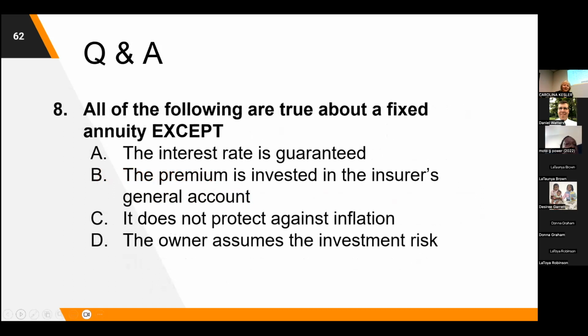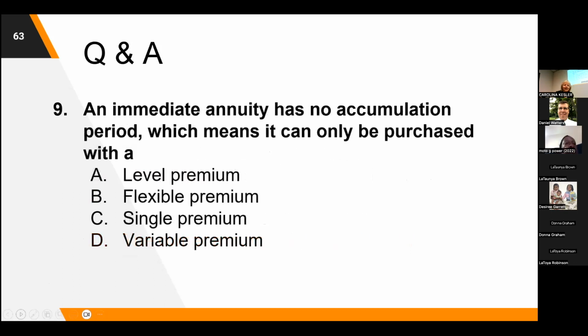All the following are true about fixed annuity except, hello? Anybody? D, the owner assumes the investment risk. That's in variable, right? Not fixed. An immediate annuity has no accumulation period, which means it can only be purchased with a what? Single premium, yes. Good job.